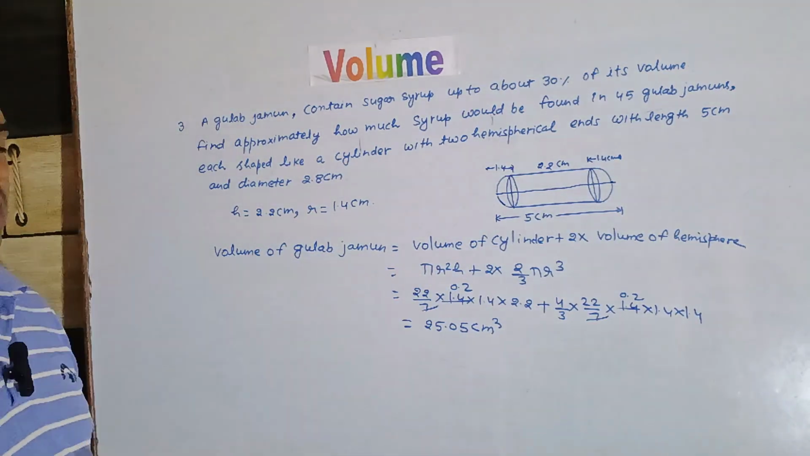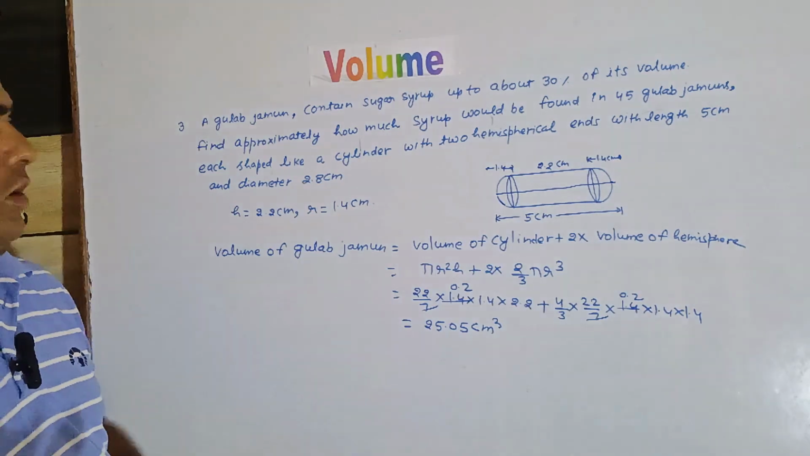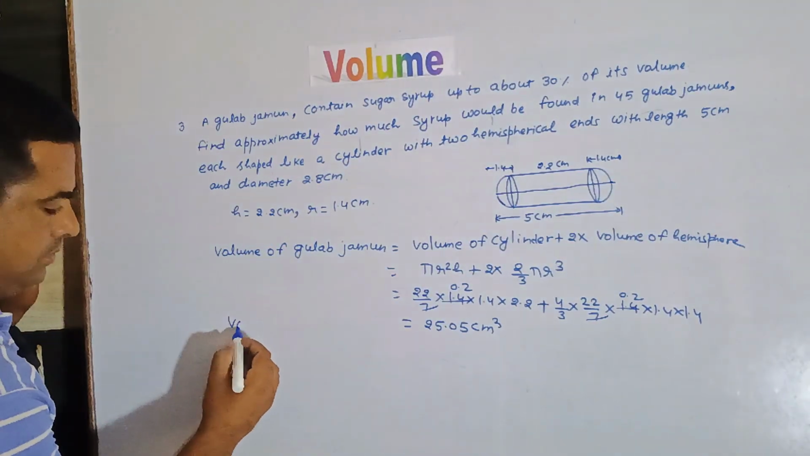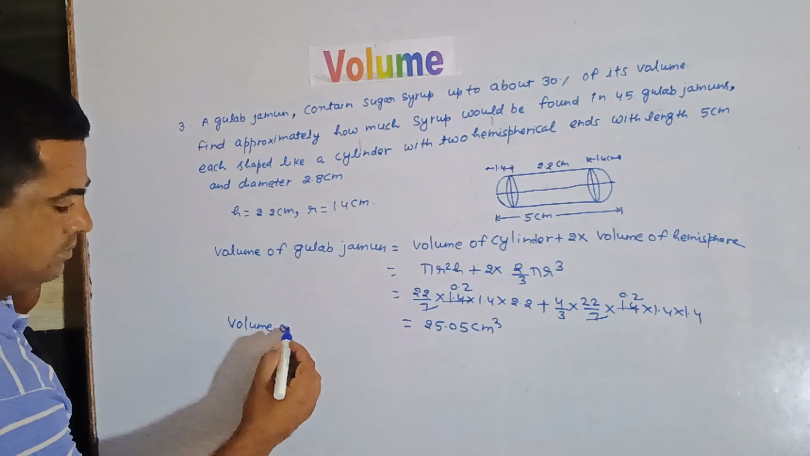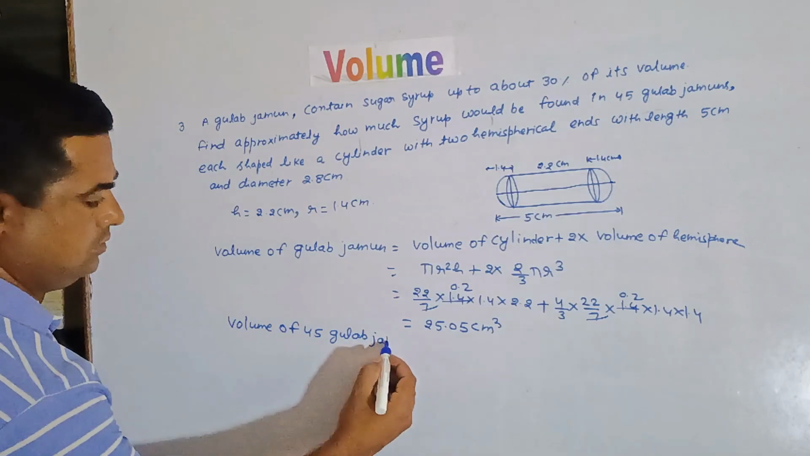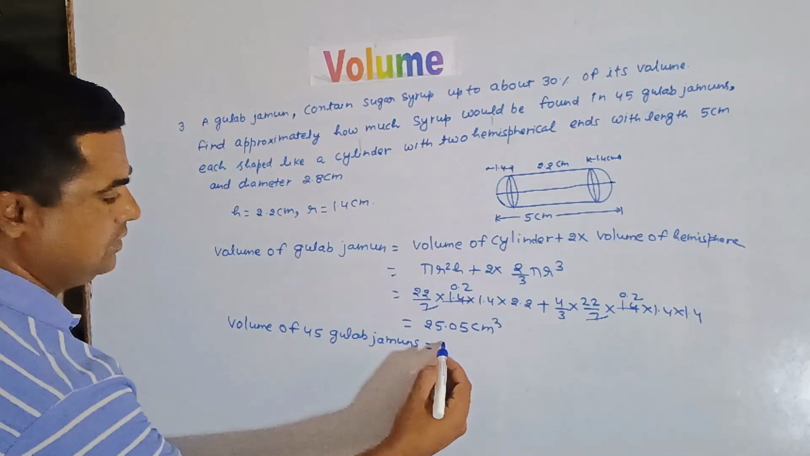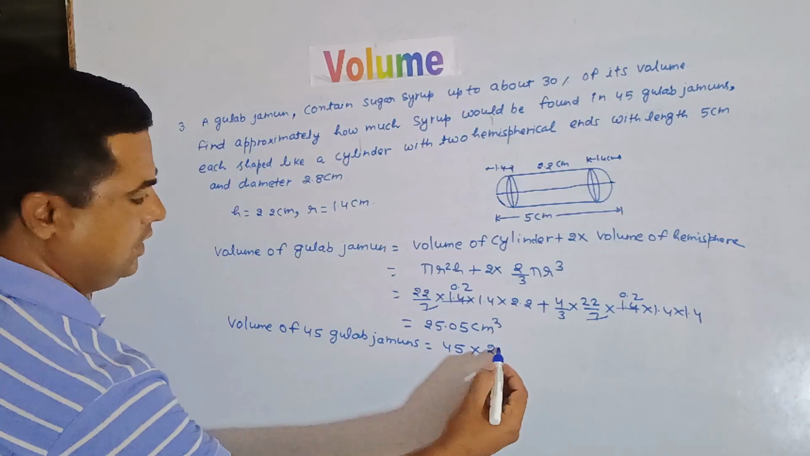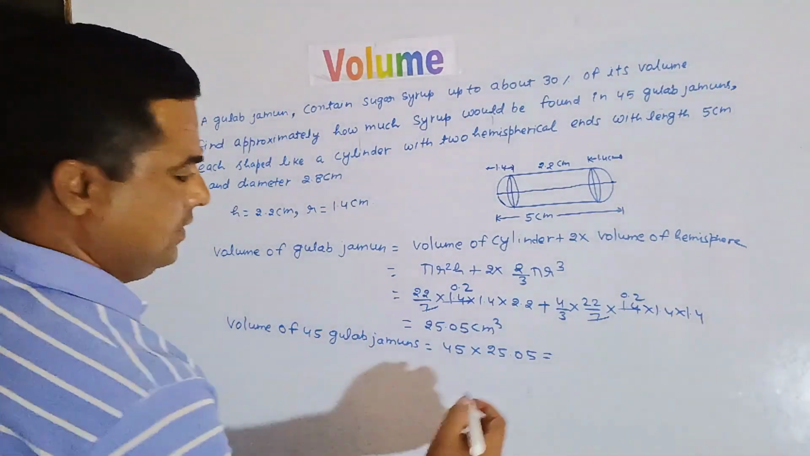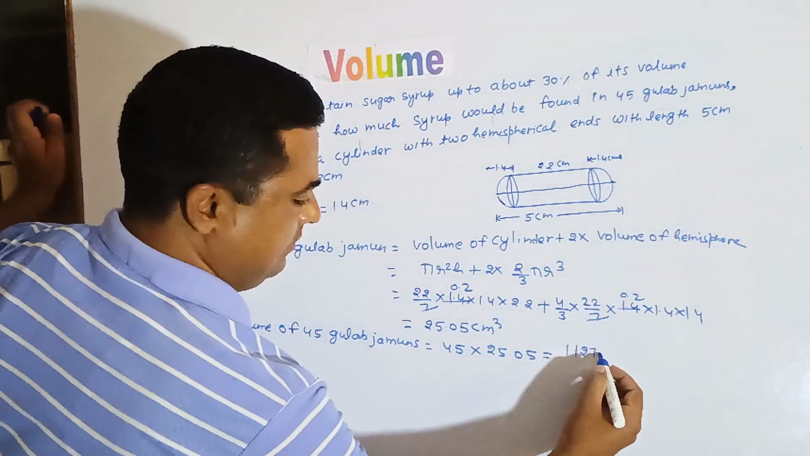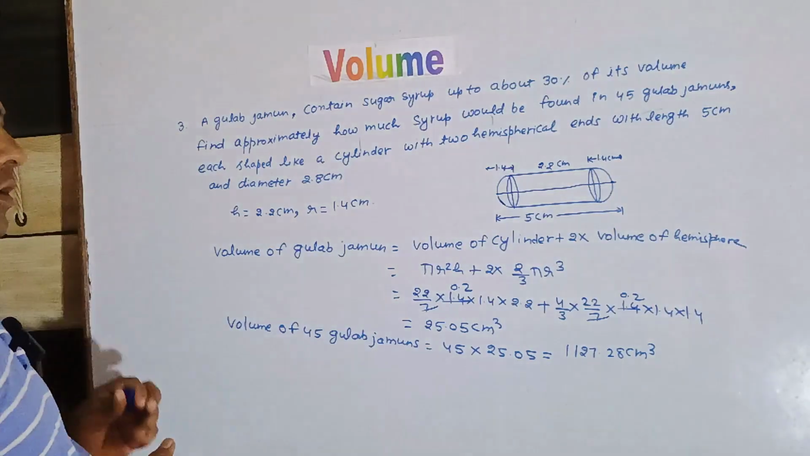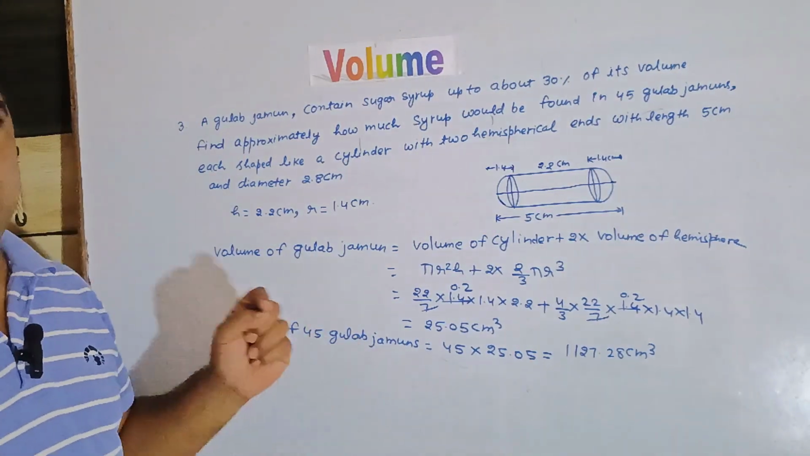Students, if the volume of one gulab jamun is given, how will we find the volume of 45 gulab jamuns? We will multiply by 45. So the volume of 45 gulab jamuns is equal to 45 into 25.05. If you multiply both, you will get 1127.28 centimeter cube. So this is the volume of 45 gulab jamuns.